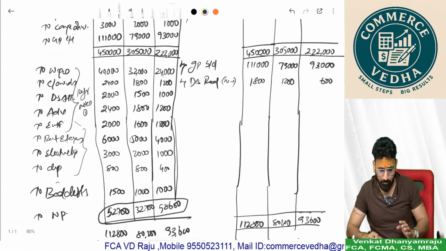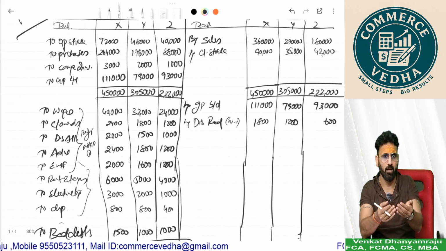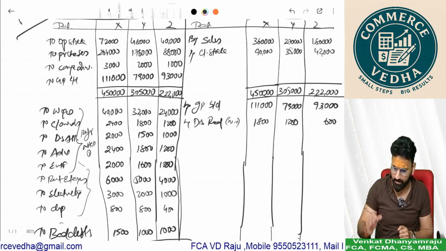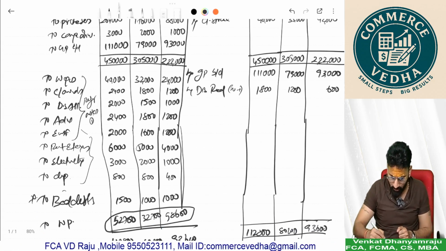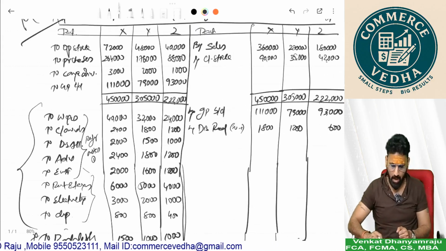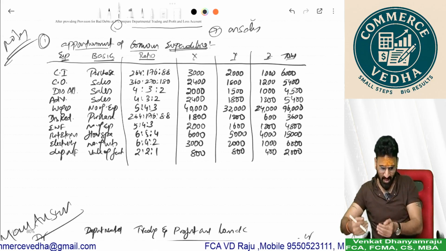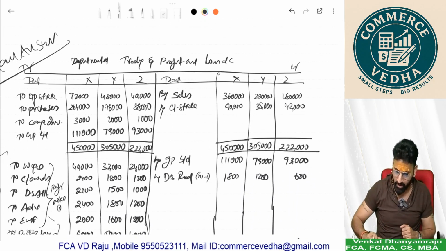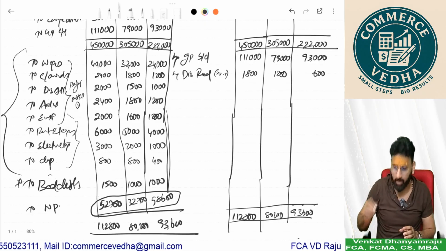What I did is, in the trading P&L account, I don't want to waste time, because you know, copy pasting from the question: opening stock, purchase, gross profit, sales, closing stock. Only this working we didn't do. All these are from the above working which we already completed. So I pasted the information in the respective departments, so that we can finish the answer quickly. So this is the net profit.